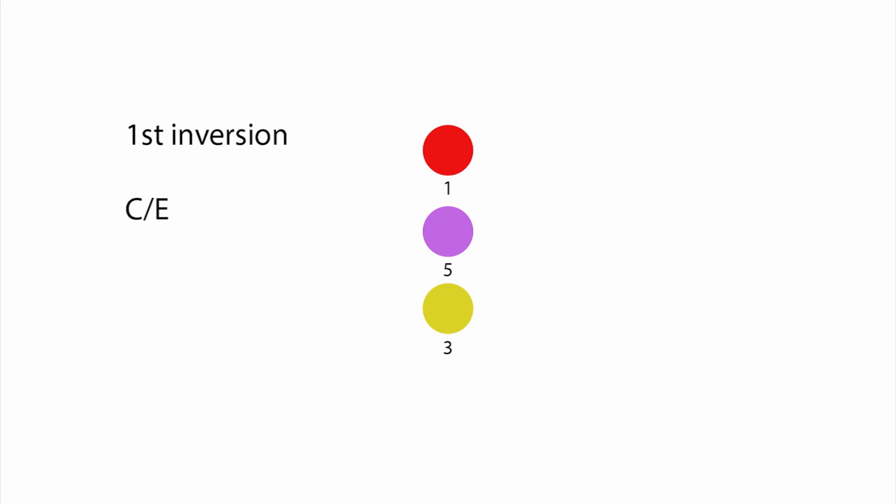Let's keep going. If I put the fifth on the bottom, 5, then 1, and then 3, this is said to be in the second inversion. This is C in the second inversion, or C over G.